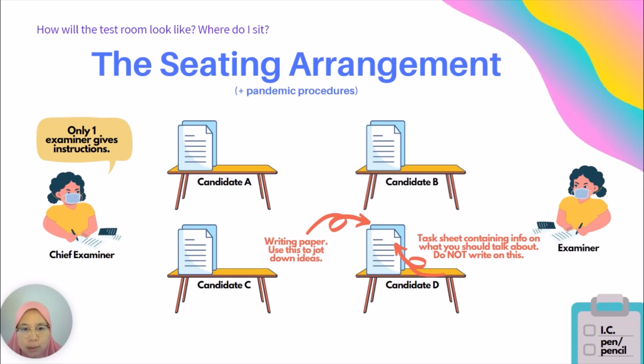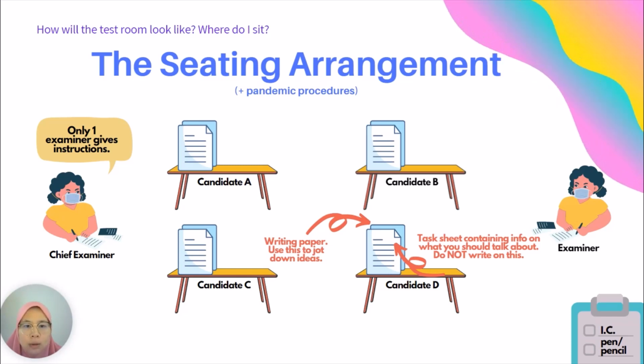Now, those are about health precautions. What remains the same, you'll be sitting kind of like in a circle facing each other. There will be two examiners sitting on each side with only one examiner, the chief, giving instructions to everyone. There will be tags saying candidate A, B, C, or D on each table, so you know where to sit. And on your table will be a few sheets of paper.